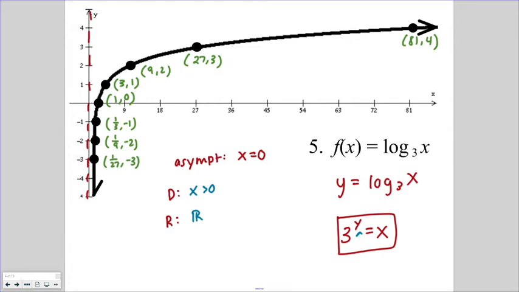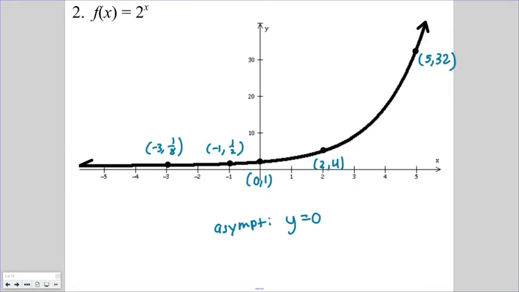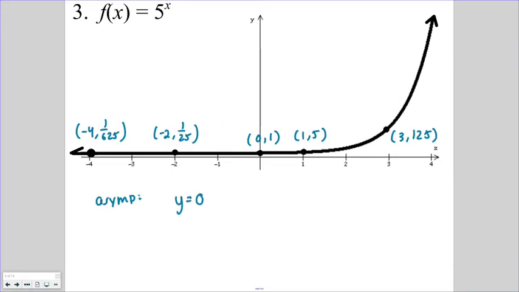All right, so now is a good time to pause the video, go back and do 2, 3, 4, 6, 7, and 8, and then come back and check your work. I'm just going to put those solutions up really quickly, and then we'll move on. Number 2 looks like that. Asymptote is y is equal to 0. Answer to number 3, again, it's an exponential function, so the asymptote is y is equal to 0.